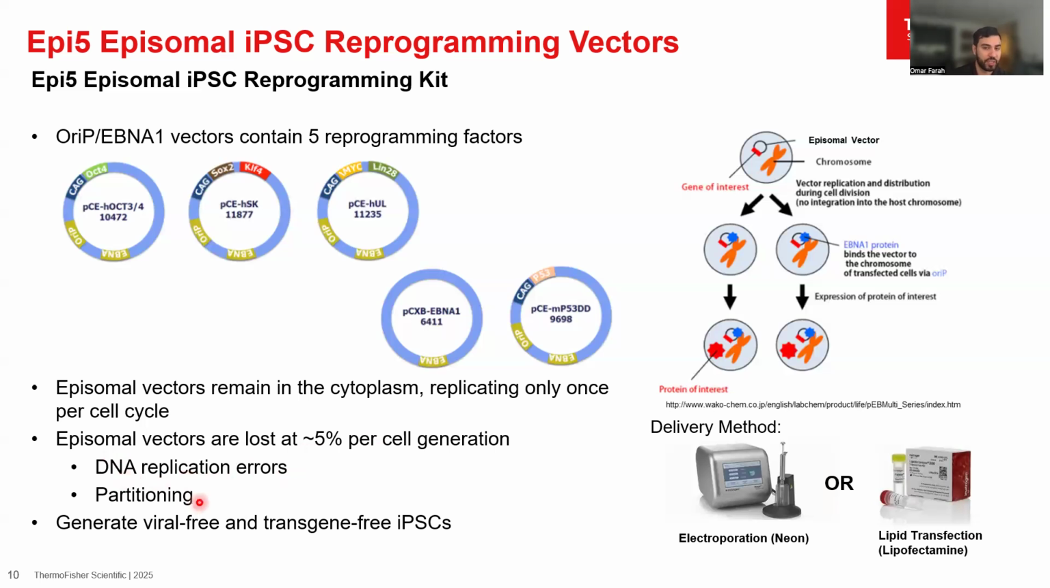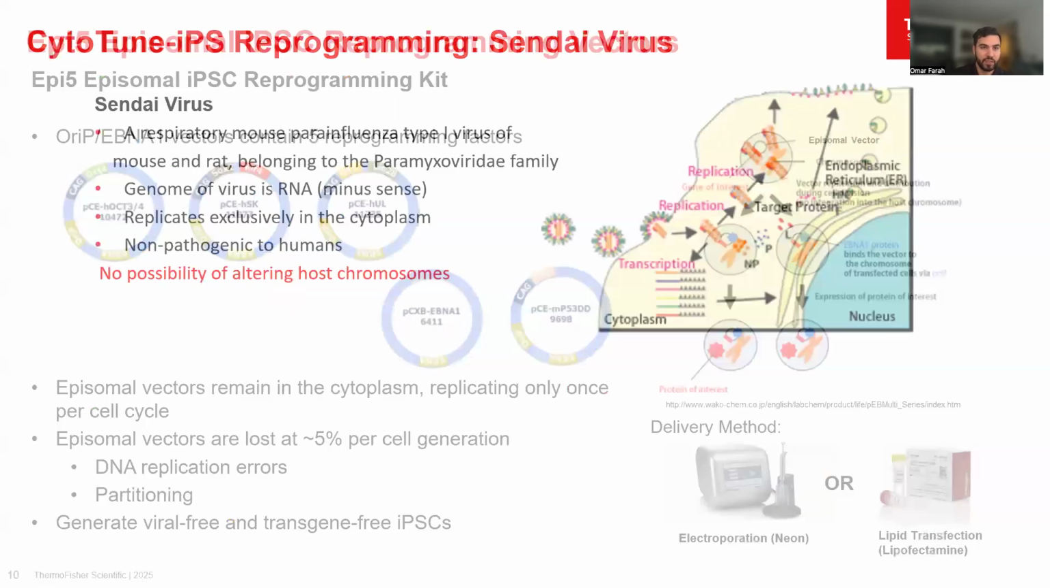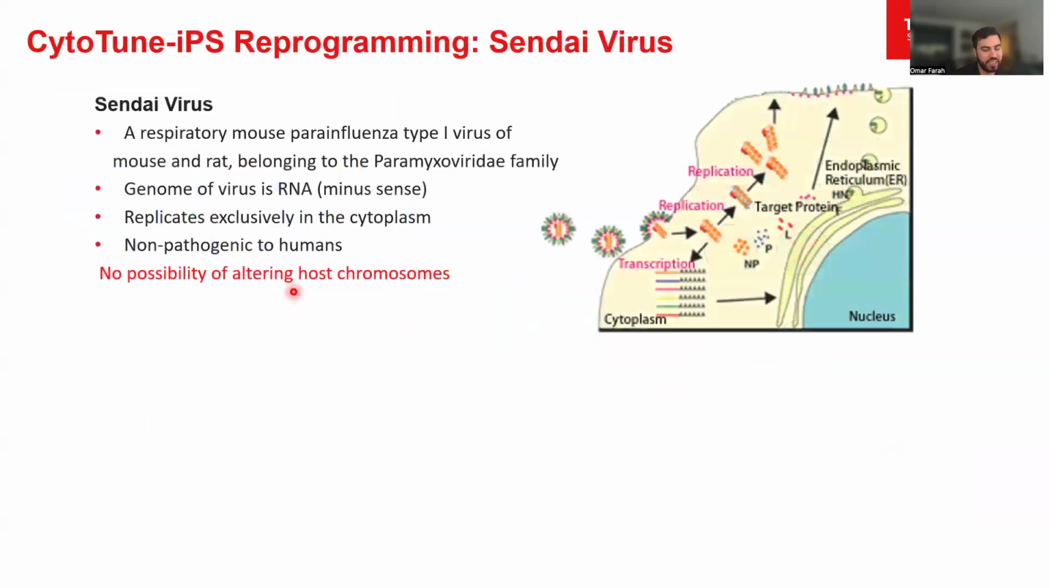But also partitioning. So if you imagine these five plasmids in one cell, when that one cell divides, right, their distribution between the daughter cells may not be five and five, right? You may get a partitioning effect where one daughter cell may get more of those vectors than the other. So that's another way by which these episomal vectors are lost over time in iPSC cultures once they're established. So this basically is the basics of the episomal method to reprogram.